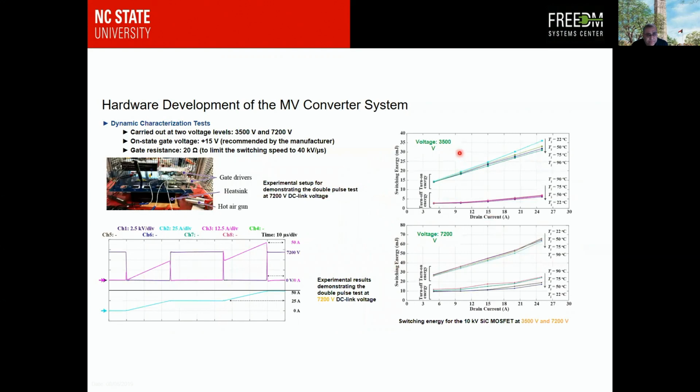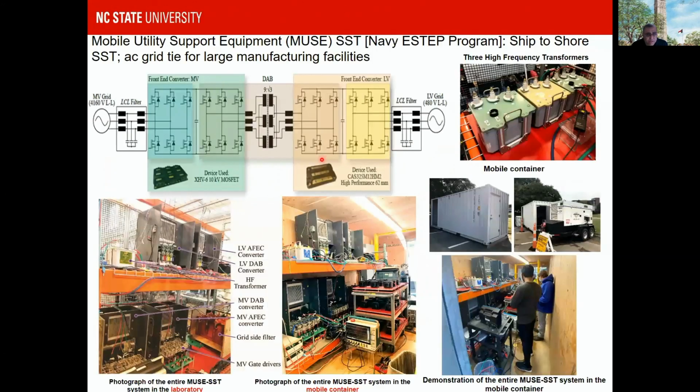Switching performance at both 3500 volts as well as 7200 volts are given out here, where you can see the turn off energy as well as the turn on energy as a function of the temperature. And these are the things that we first do to characterize, particularly for our thermal management. We are limiting the dV/dt to 40 kV per microsecond in this particular project.